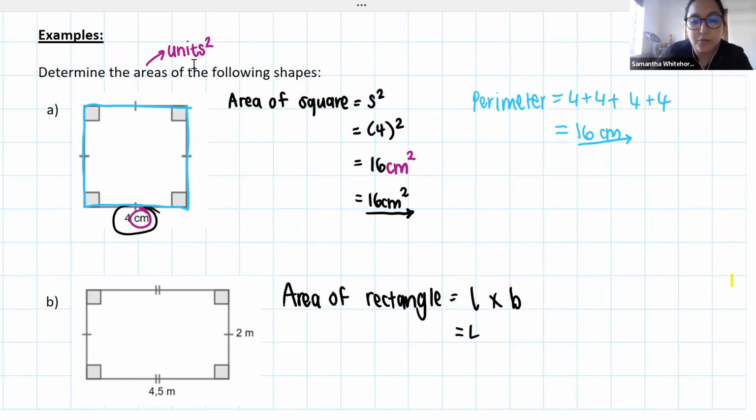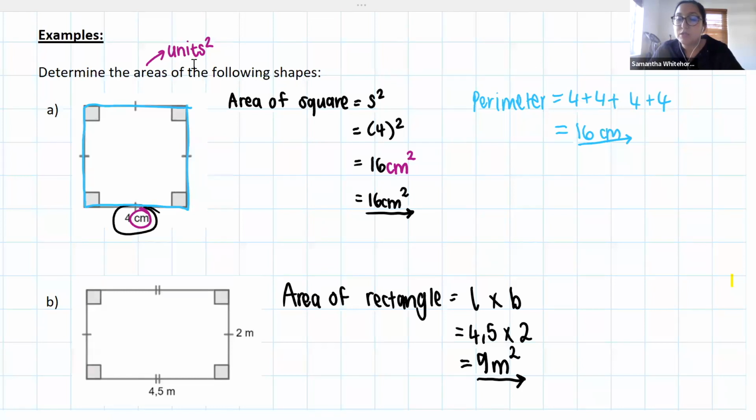So our length is 4.5 meters. Our breadth or width is 2 meters. When you multiply them together, you get 9. Remember, it's units squared. It's in meters, so 9 meters squared. And I'm really glad to see how many of you remembered your units.